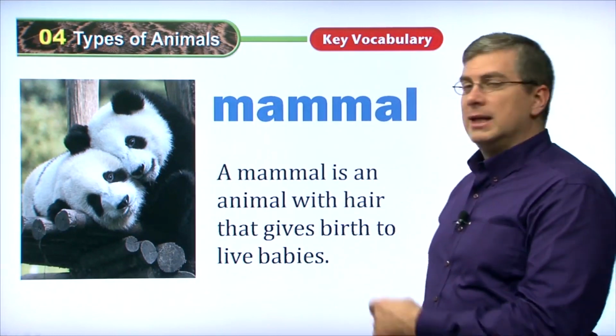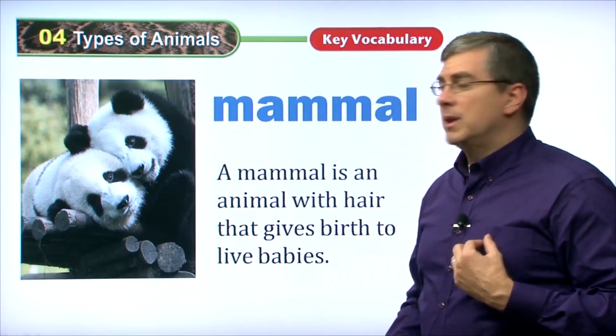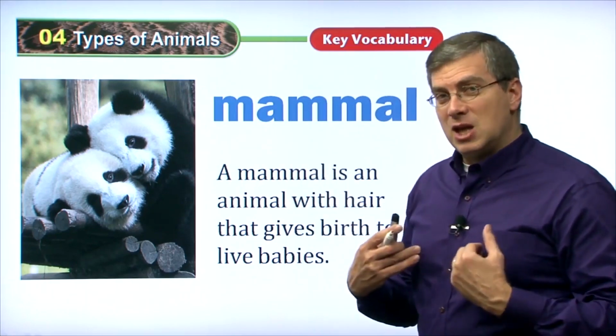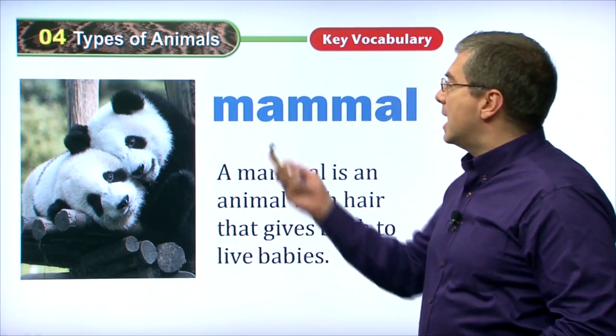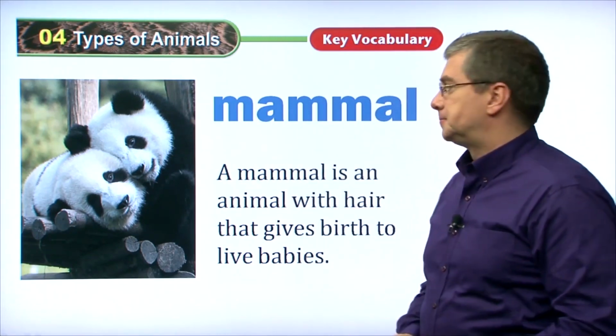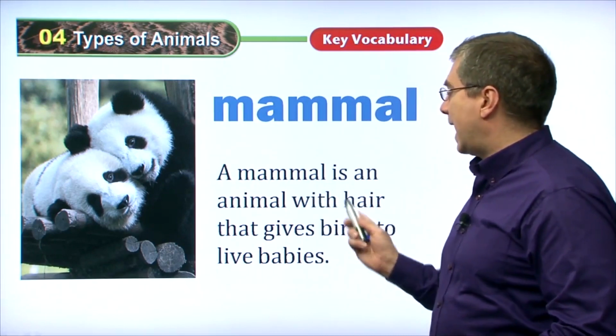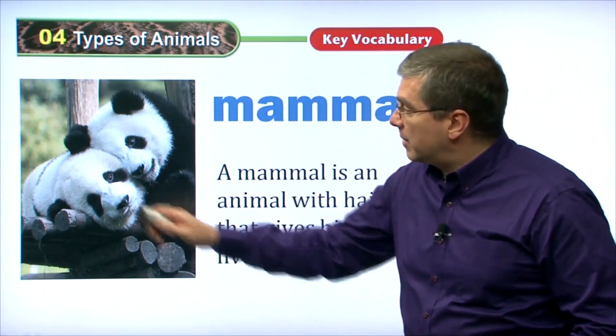Now this group is probably maybe your favorite group. It's my favorite group because we, human beings, are part of this type, a part of this group. And this group is mammal. Okay, so what is a mammal? A mammal is an animal with hair that gives birth to live babies.